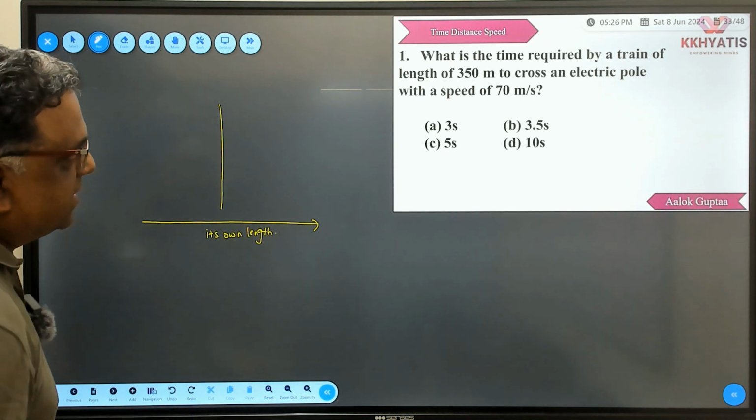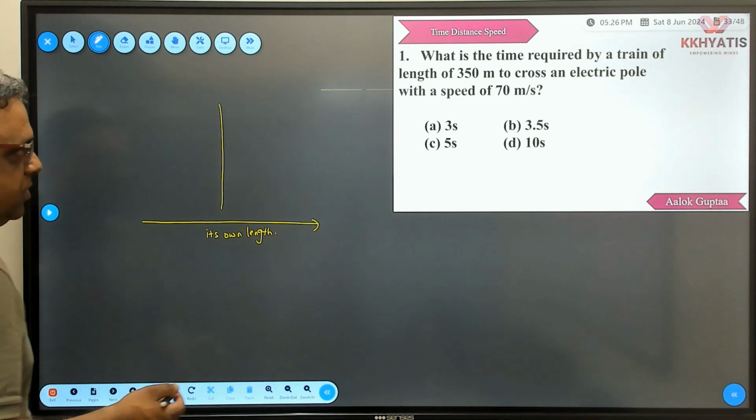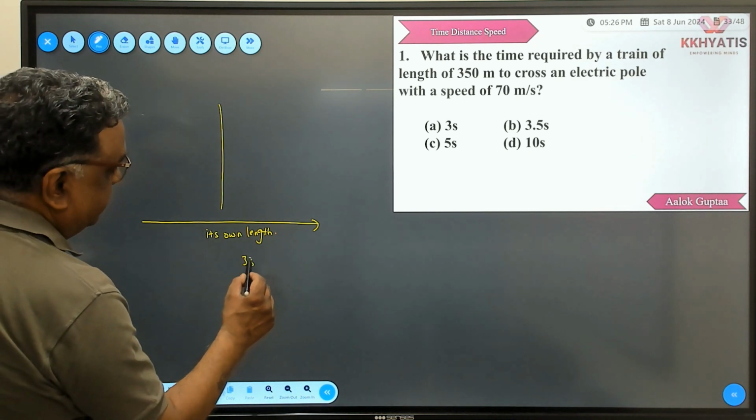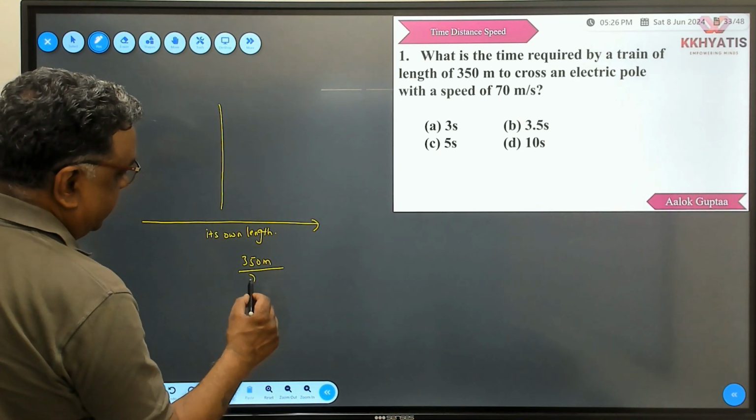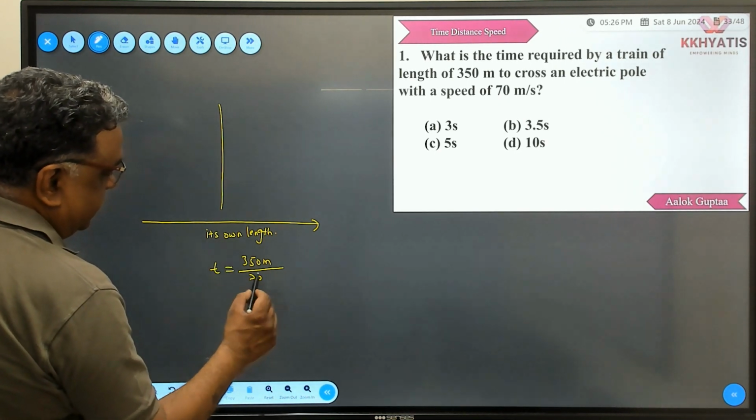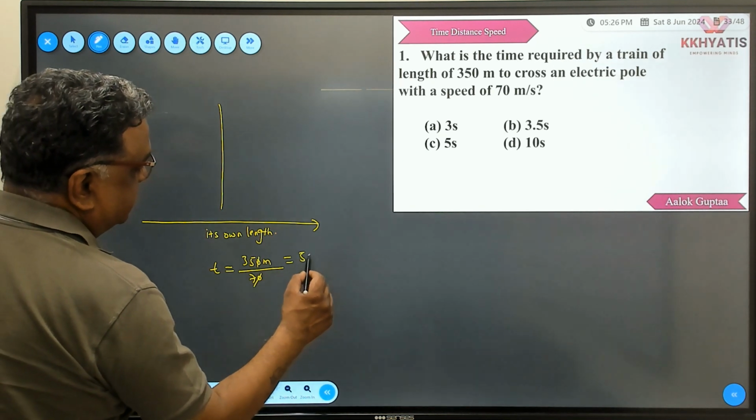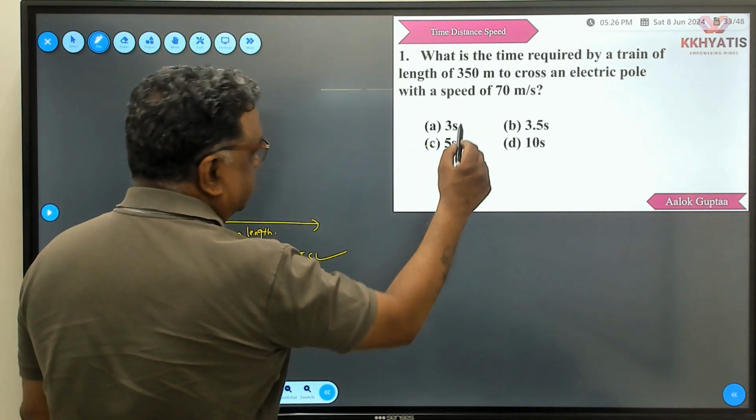So distance traveled by the train is equal to the length of the train, which is 350 meters. Its speed is 70 meters per second. So if I divide it by 70, I will get the time it takes to cross. So 5 seconds should be the answer. Next.